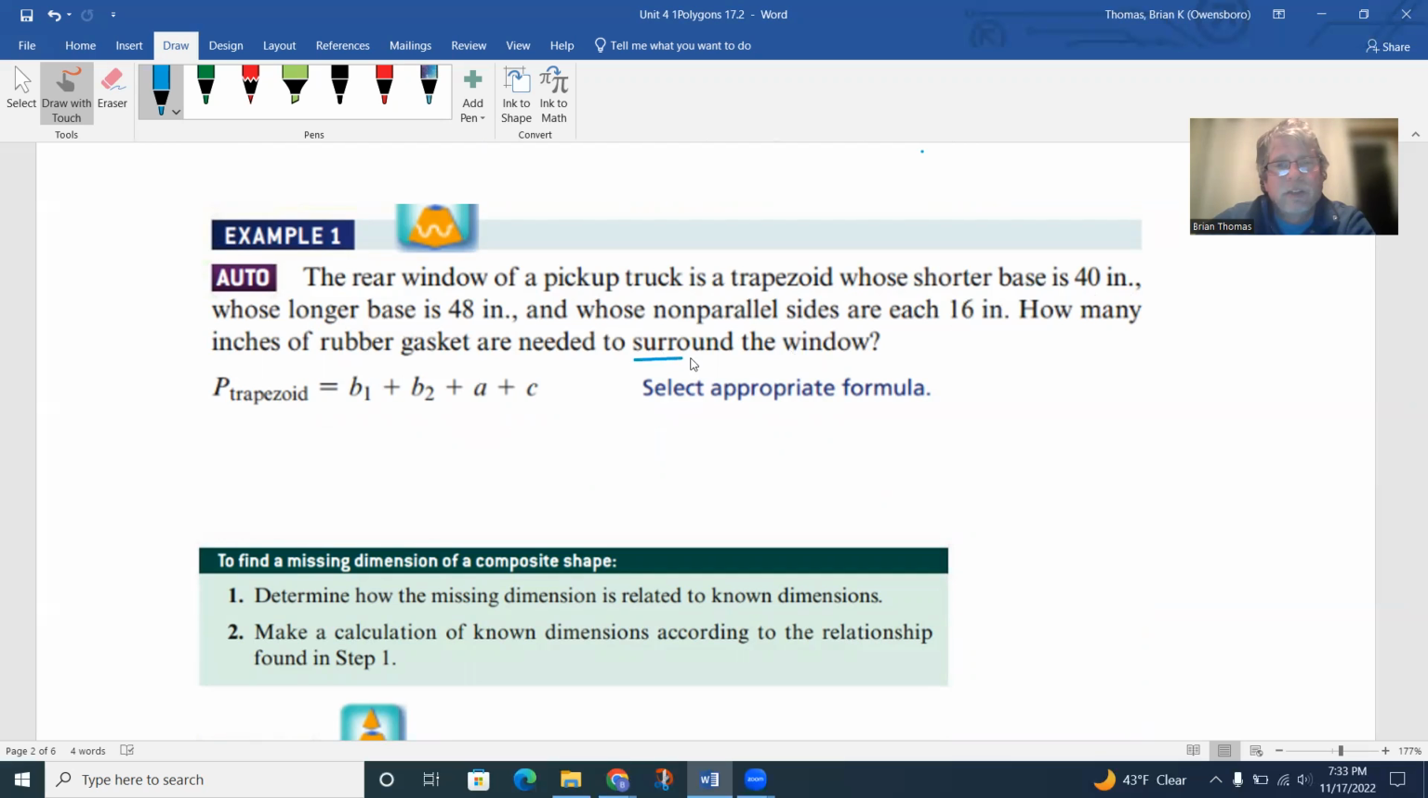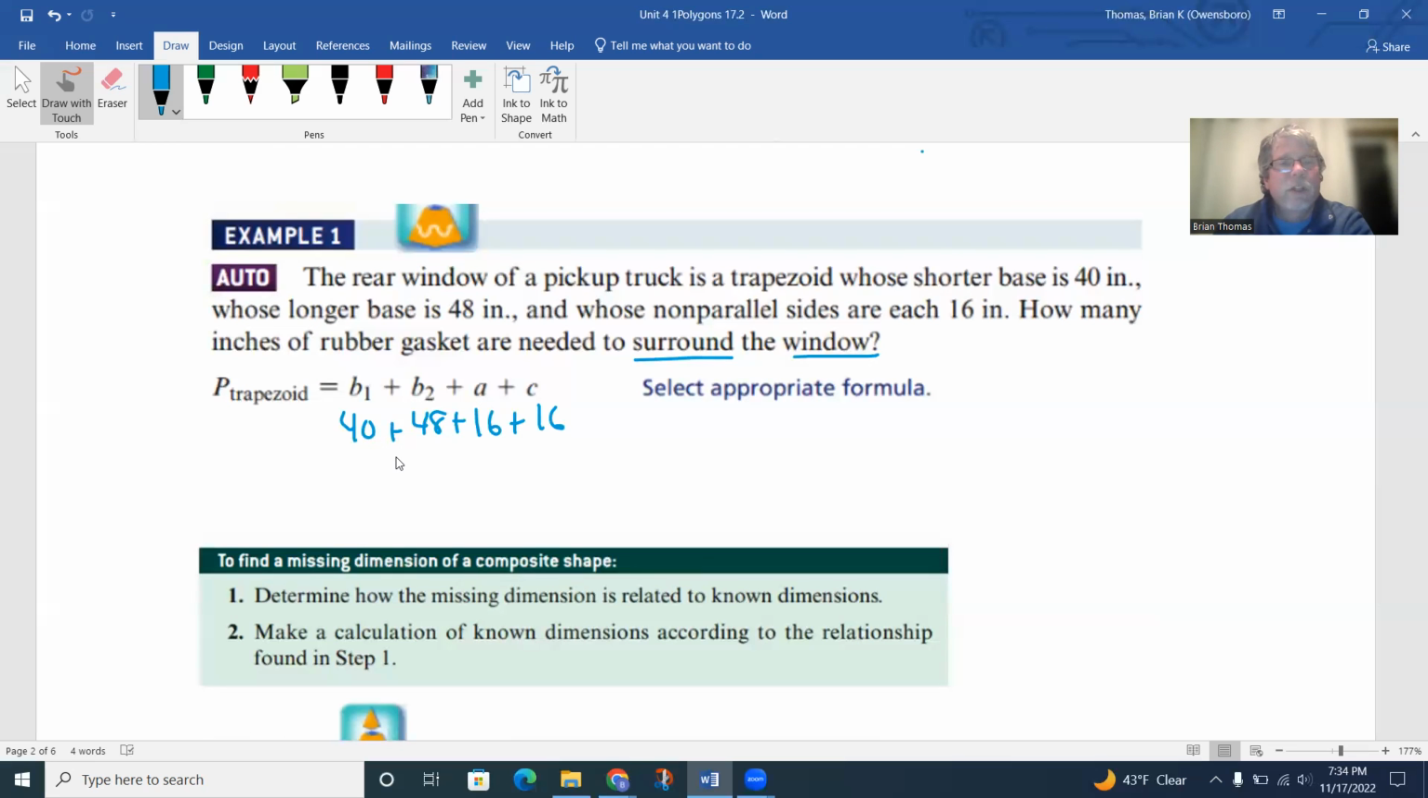Notice how it said surround the window. That's an indication that this is a perimeter problem. So really, what it boils down to is we just add the four sides together. Our formula is going to be B1 plus B2, and then the two non-parallel sides added together. So one of the bases is 40, the other base is 48, and then the two non-parallel sides are going to be the 16 and the 16.